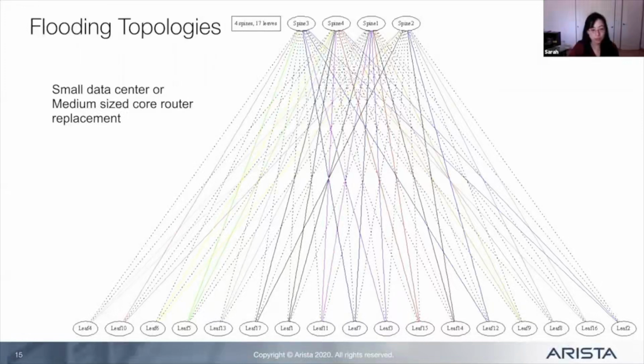Again, the solid lines are the flooding topology. From the leaf side, you can see that originally there are 4 links, but we only choose 2 of them for flooding the link states. And on the spine side, we can also see a significantly reduced number of links to flood.